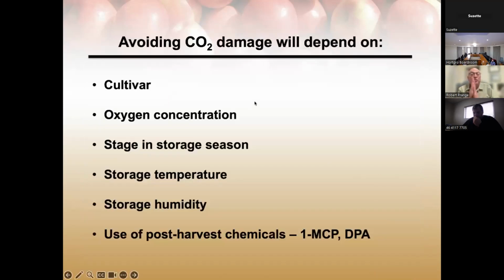Moving right along, I am going to talk about how to avoid CO2 damage. It will depend on a number of factors: cultivar, oxygen concentration, and that's obvious. I've got oxygen concentration very much in my mind because I've even shown my cards by saying the CO2 to oxygen ratio is important. Then stage and storage season, storage temperature, storage humidity, and finally a few points with regard to the chemicals 1-MCP and DPA as they affect carbon dioxide damage.